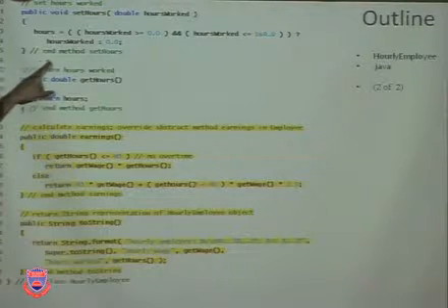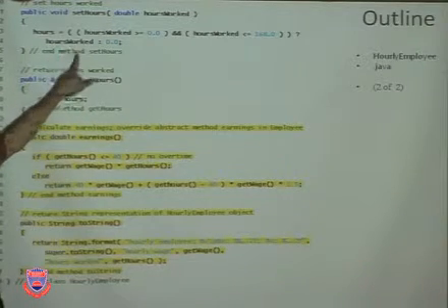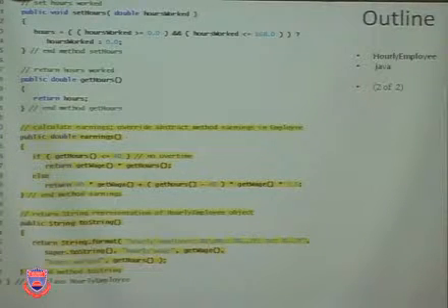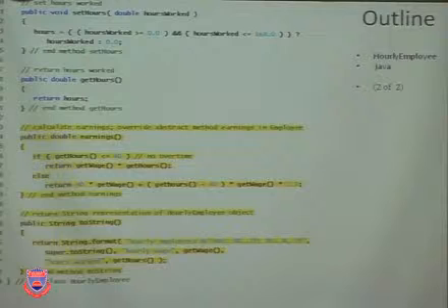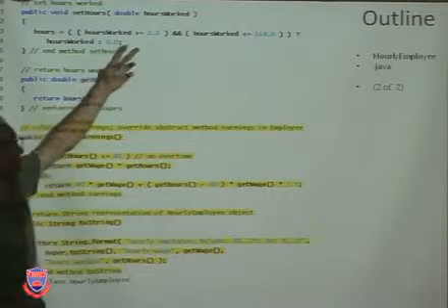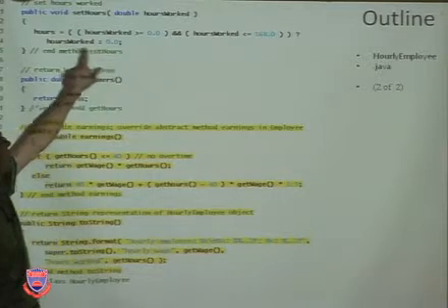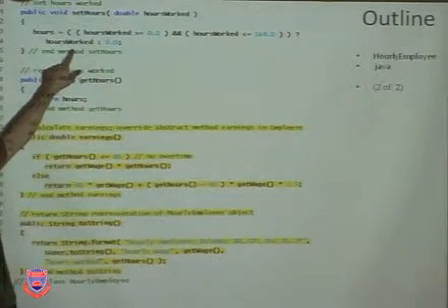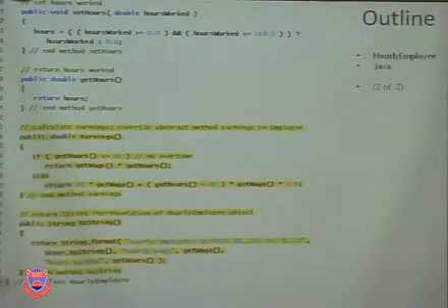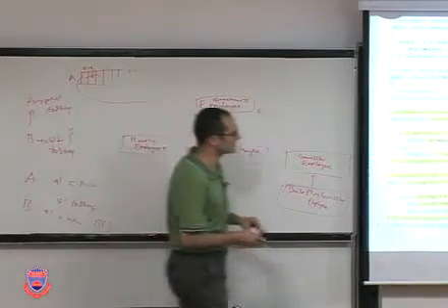Basically, this is checking whether hours worked is within the bounds of 0 and 168. So if it is not within these bounds, it sets it to 0. Otherwise, it's whatever that value of hours worked is. And get hours. Then you have the public double earnings, which is computing the same thing. However, for the hourly employee, it's going to be implemented differently.